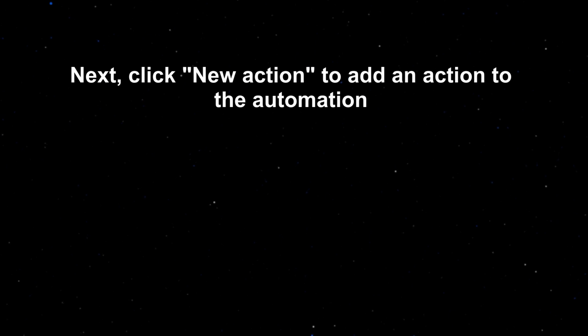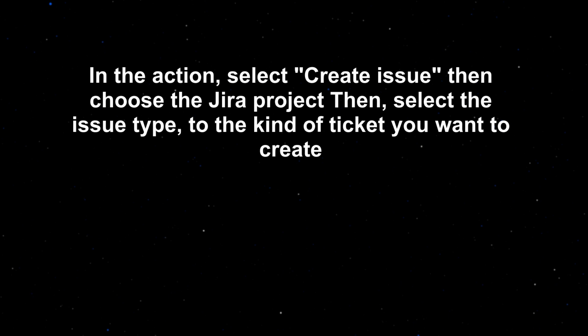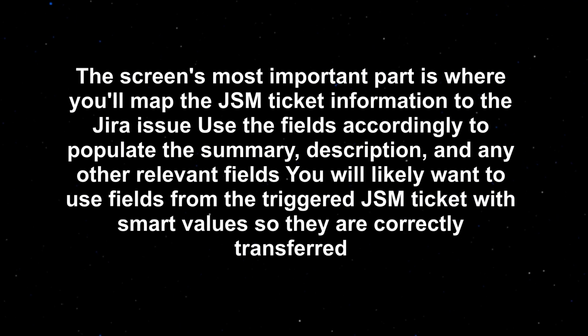Next, click New Action to add an action to the automation. In the action, select Create Issue, then choose the Jira project. Then, select the issue type, the kind of ticket you want to create. The screen's most important part is where you'll map the JSM ticket information to the Jira issue. Use the fields accordingly to populate the summary, description, and any other relevant fields.